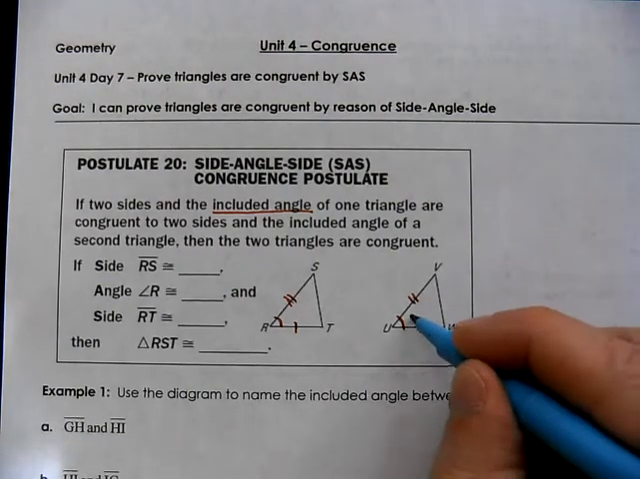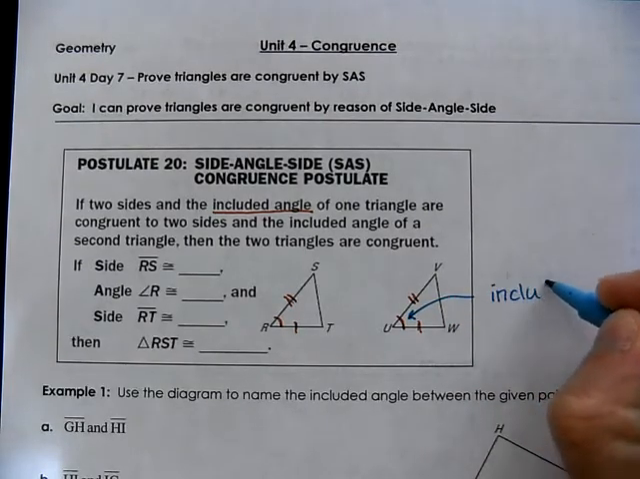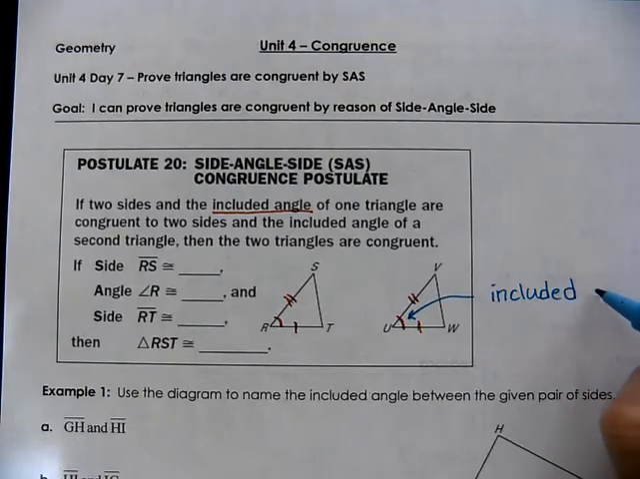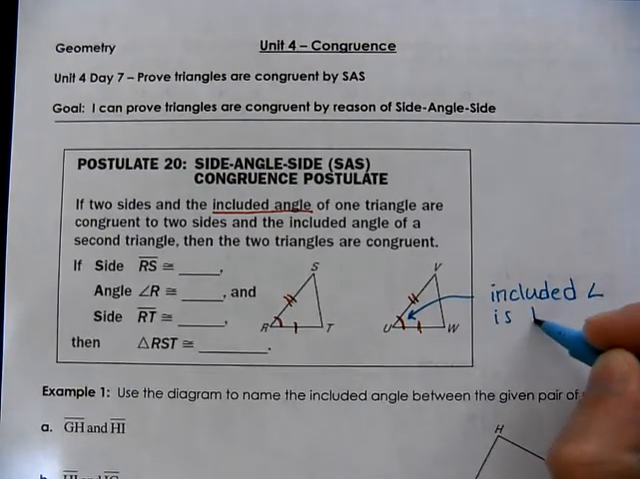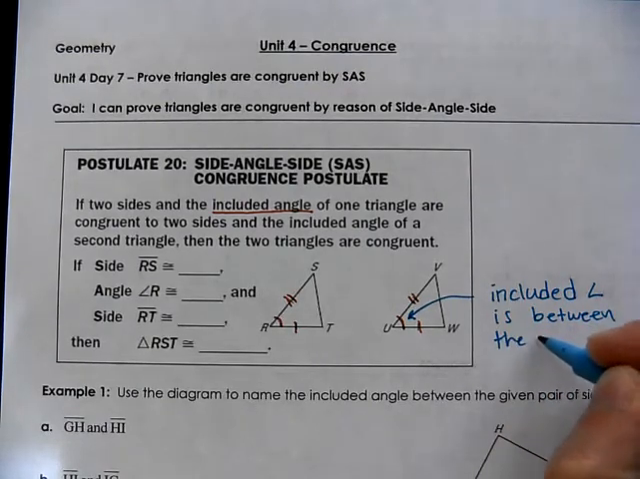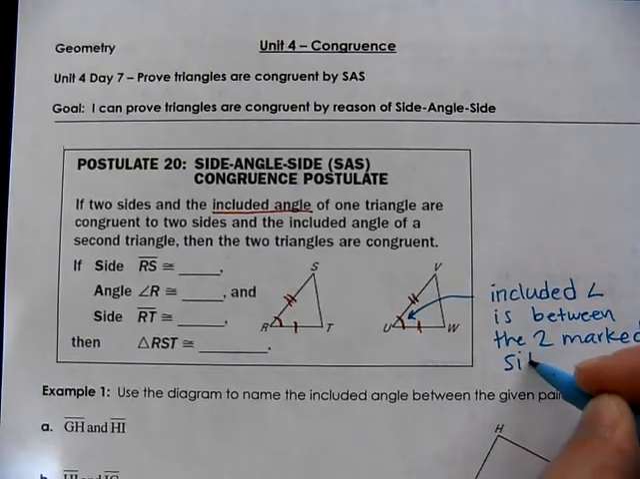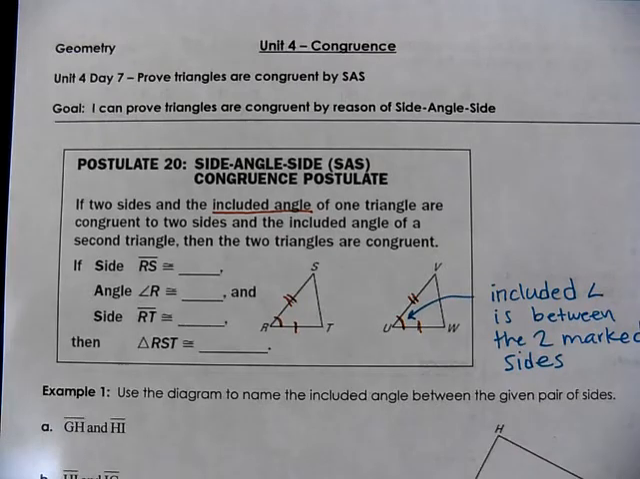So let's talk about this included angle right there. When we are saying included, we're really talking about a location. The included angle is between the two marked sides. It is possible to have a non-included angle, and we'll get to that in the next day or two. This one happens to be the included angle, so the included angle is between the two marked sides, while a non-included angle is not between the two marked sides.